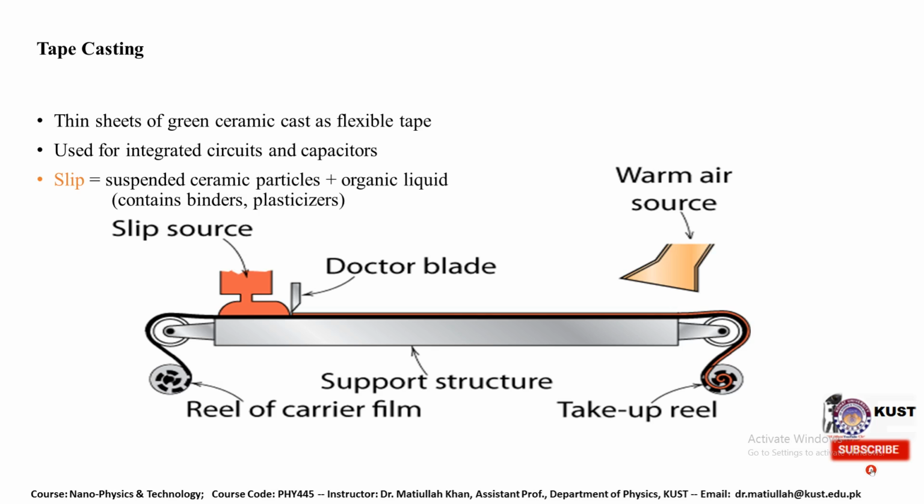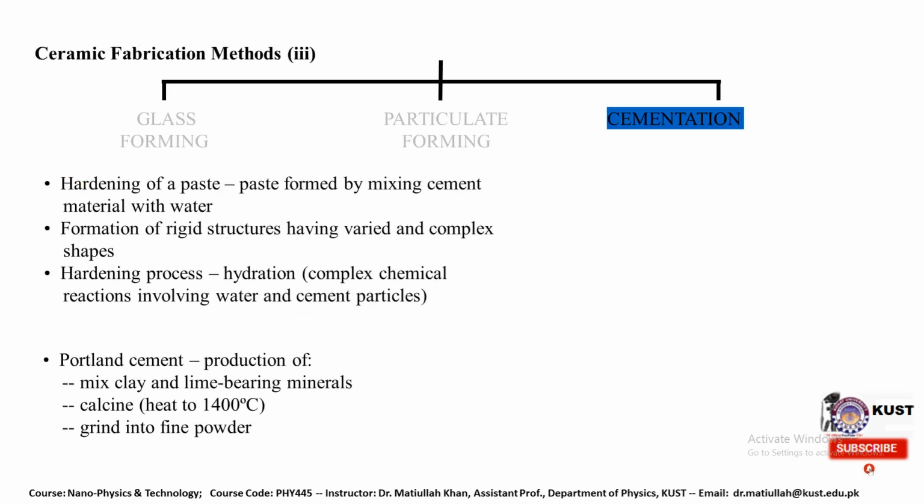The tape casting process is also used for different ceramic materials, for preparing thin sheets of green ceramic cast as a flexible tape, for example for doctor blade use or some other things. The tape casting process is used for that. Then we have hardening of paste and formation of a rigid structure. The hardening process, and Portland cement is used for that.